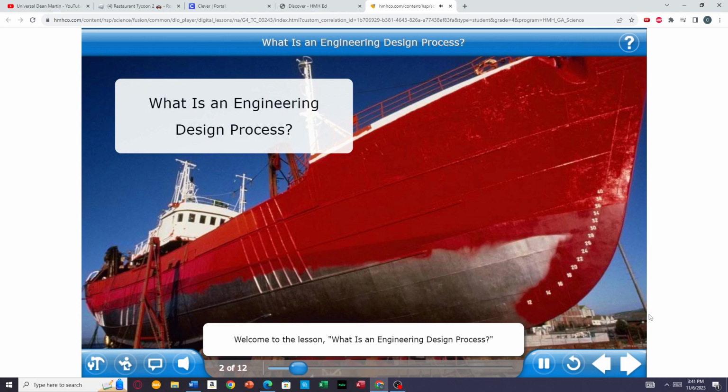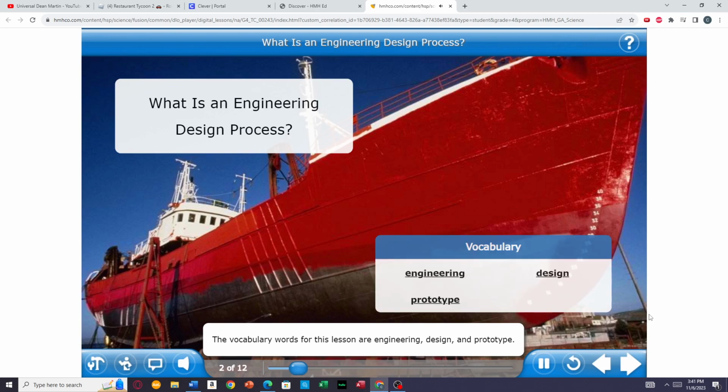Welcome to the lesson, What is an Engineering Design Process? In this lesson, you'll learn how to use the design process to find a solution to a problem. The vocabulary words for this lesson are engineering, design, and prototype. Click each word to find out more about it.